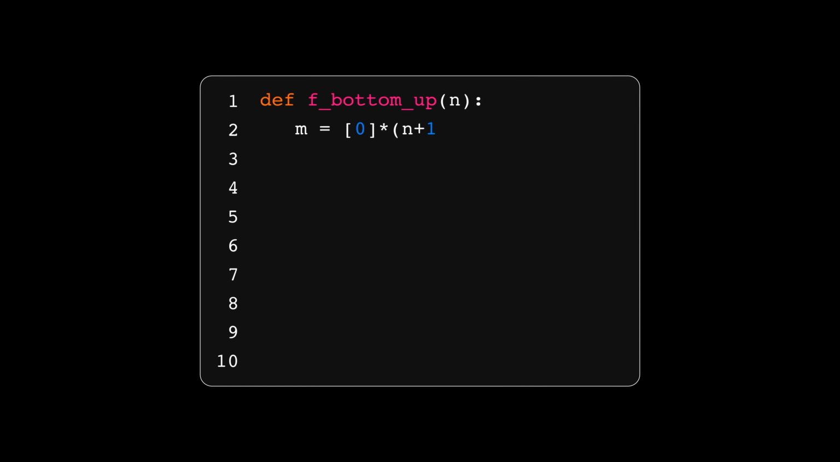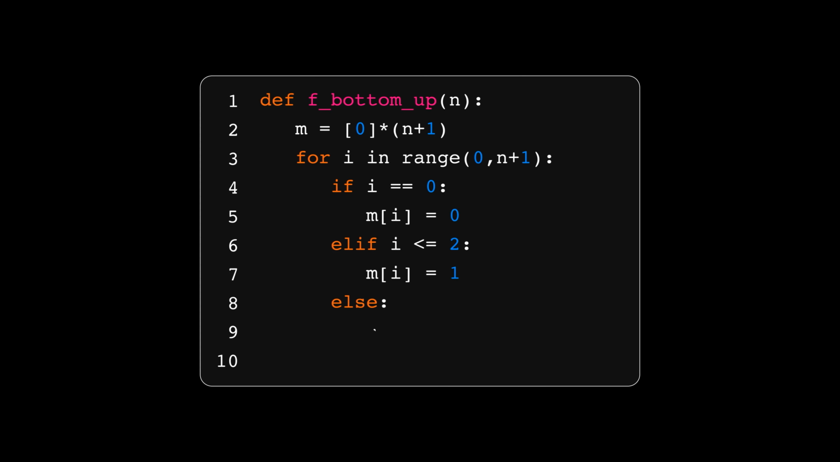This is a Python function to calculate the nth number of the Fibonacci sequence using a bottom-up approach. It creates an array with n plus 1 elements filled with zeros and then iteratively calculates the Fibonacci numbers starting from the base cases and returns then the last element of the array or the element on the top of the array. Therefore, this approach is called bottom-up. The for loop iterates over each index in the range from 0 to n plus 1 and calculates the corresponding Fibonacci number, with the exception of the base cases, where the value of m of i is set to either 0 or 1. Finally, the function returns then the value of the nth element in the array.